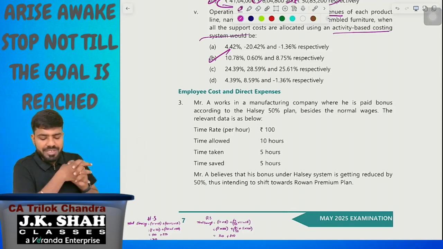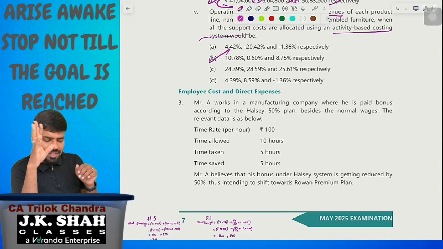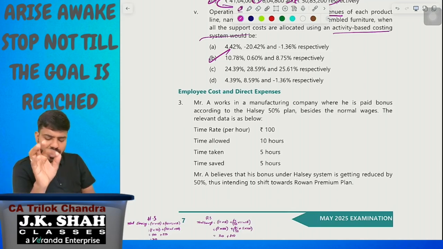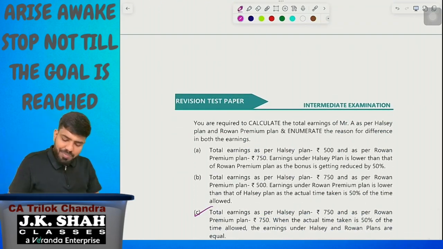Look at the question. Mr. A works in a manufacturing company where he is paid bonus according to the Halsey 50% plan. Besides the normal wages, the relevant data is as below: time rate 100 rupees, time allowed 10 hours, time taken 5 hours, time saved 5 hours. Mr. A believes that his bonus under Halsey system is getting reduced by 50%, thus intending to shift towards Rowan premium plan. You are required to calculate total earnings of Mr. A as per Halsey plan and Rowan premium plan. Enumerate the reason for the difference in both the earnings.